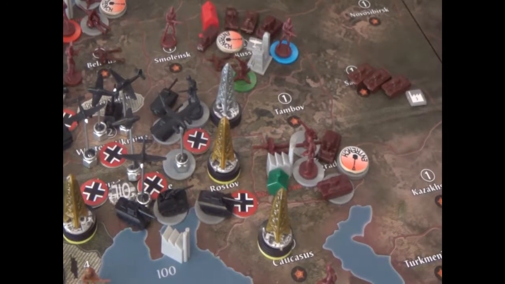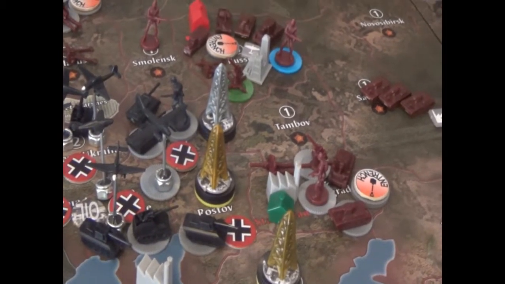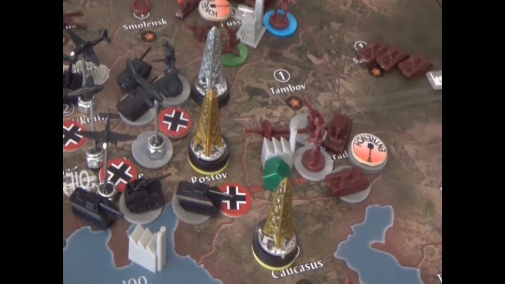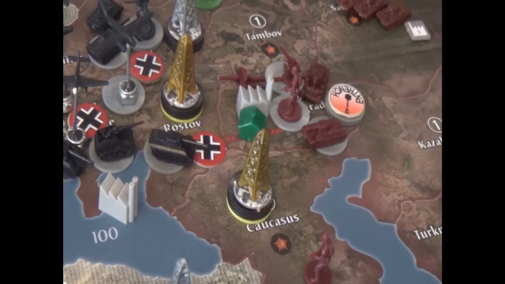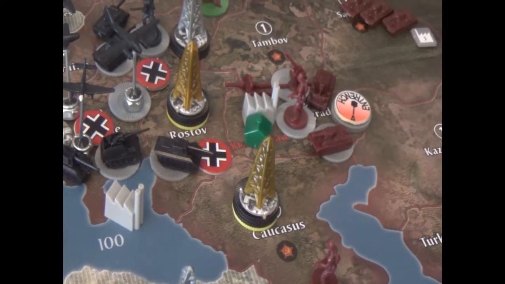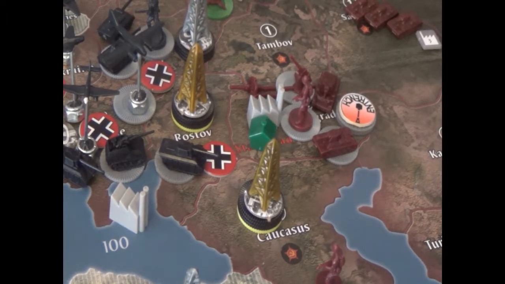Today I want to show the historical board gaming Oil Wars and how I've put it onto my Global 40 table. Of course, Oil Wars is an expansion for historical board gaming's Global War 1936 through 45.